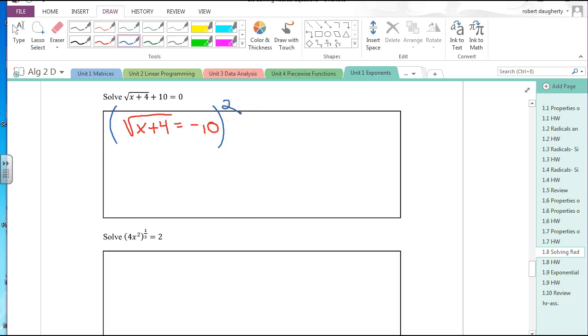What do I get on the left? Yeah, so x plus 4. What's negative 10 squared? It's 100? Okay. So x plus 4 equal 100. What does x equal? Yeah, x equal 96. Now let's go check this answer.